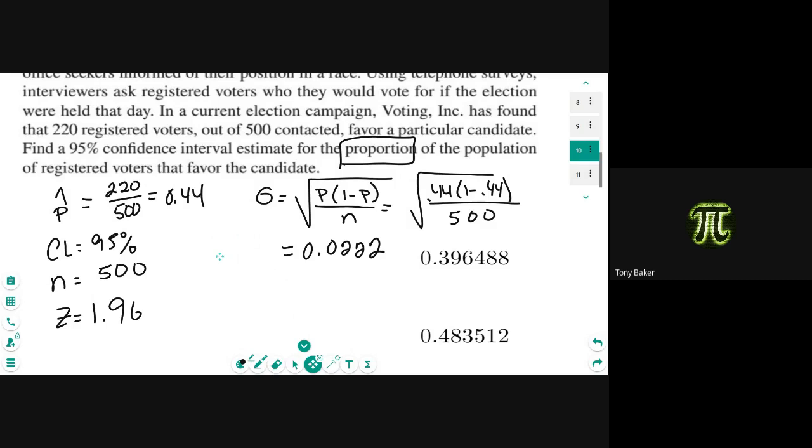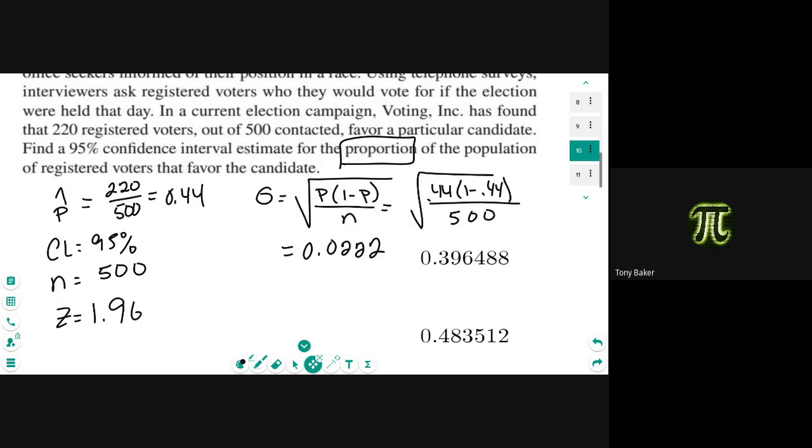So they interviewed 500 people. They found out 220 registered voters wanted it, which was 44%. So I'm 95% confident that the actual proportion that's going to vote for the candidate would be somewhere between 0.396 and 0.483 or 0.484. So somewhere between basically 40 and 48% would actually vote for the guy.